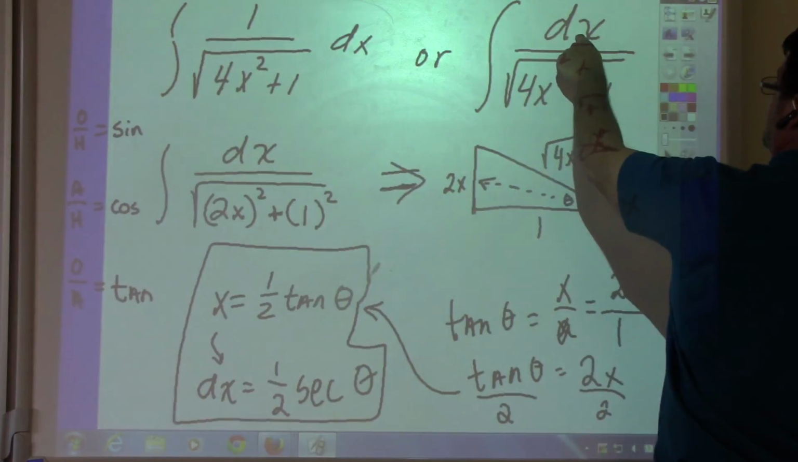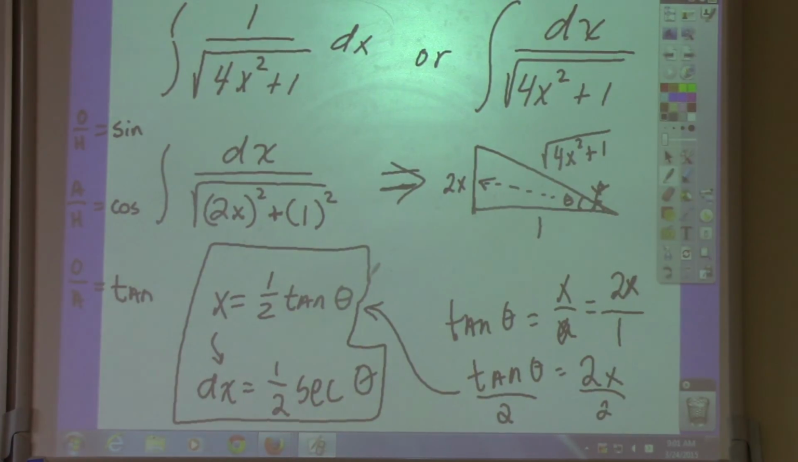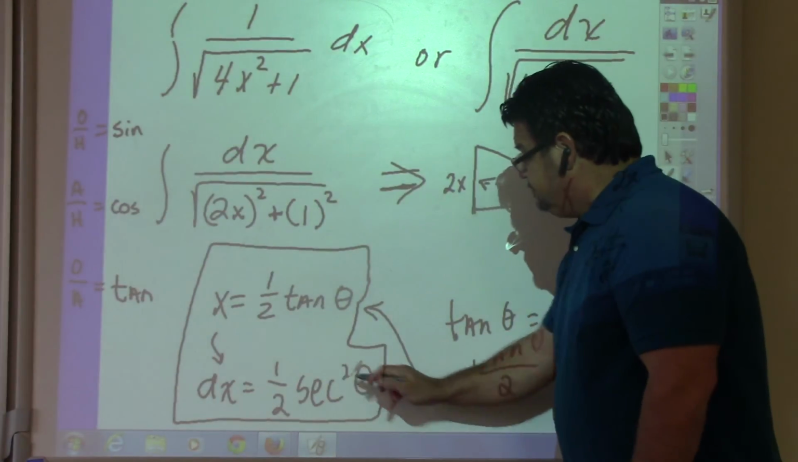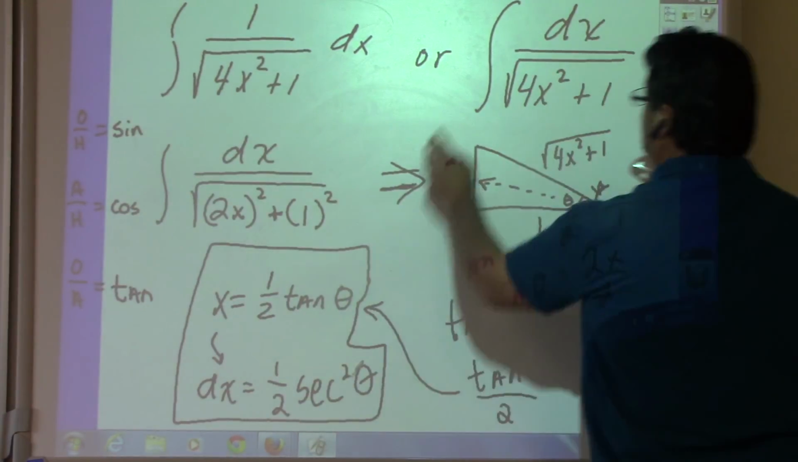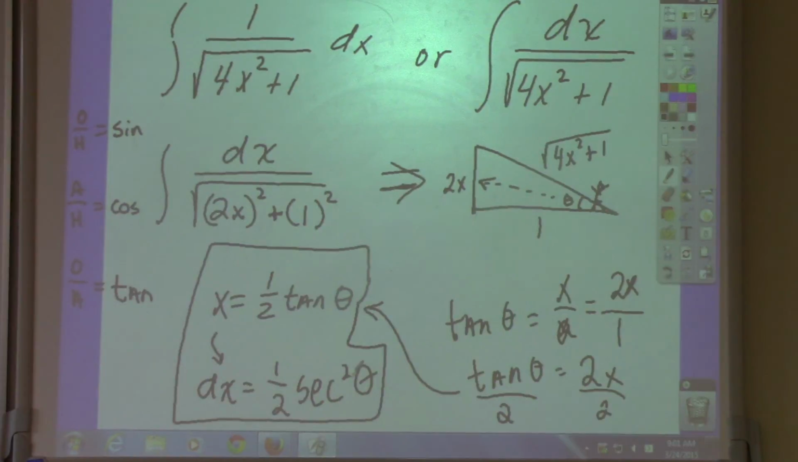So you got dx now. That dx can go where? Up top. You left out the square. Oh, thank you. Okay, so now that 1/2 secant squared theta can go right there. Now you also know that the secant is equal to the square root of 4x squared plus 1 over 1. How do you know that?